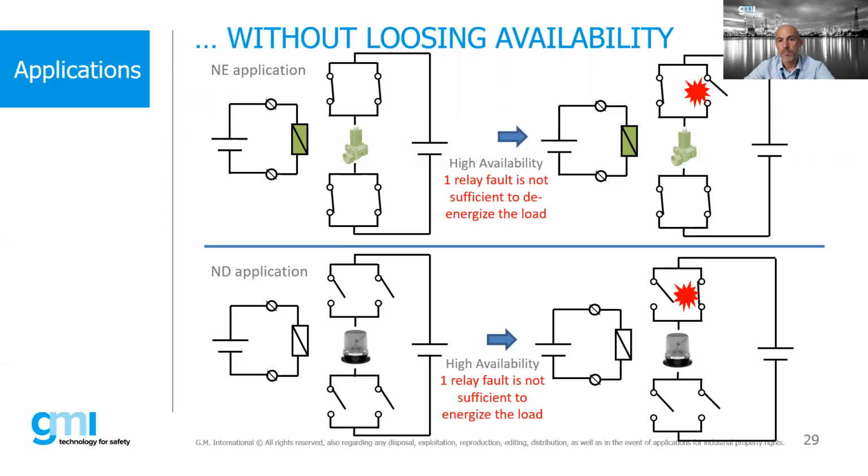Also for normally energized, if I don't want to close my contact but one is closed for any reason, that is not enough, because the circuit is open on the two relays on board. So this kind of architecture is good for normally energized and normally de-energized, for both applications.